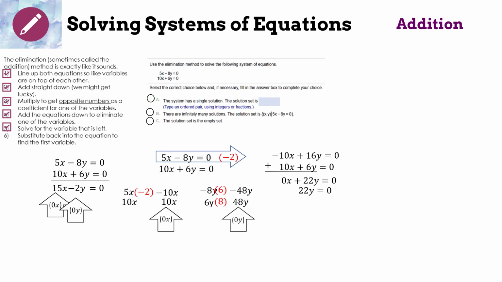Now, we're just going to solve for y. I have 22y equals 0. Divide by 22 on both sides, and we have y equals 0. This tells me that my answer is A, the system has a single solution, but we have to find x. And we're going to back substitute. It doesn't matter which one we back substitute into. I decided to use the first one. You could use the second one. I'm going to put 0 in for y. Negative 8 times 0 is 0, so I have 5x equals 0. Divide by 5, and it turns out that x is also 0. So our answer is A, the system has a single solution, and the solution set is the ordered pair 0, 0.